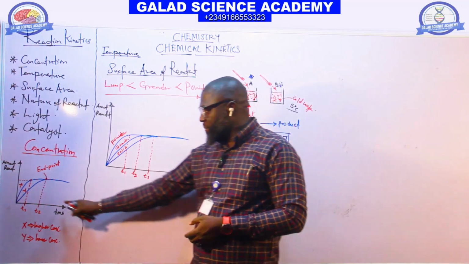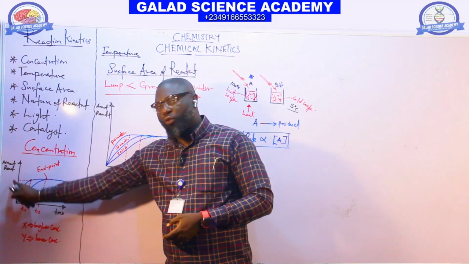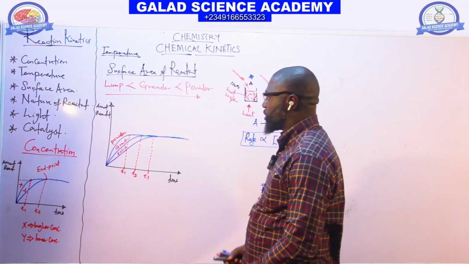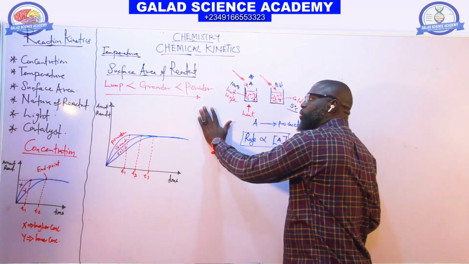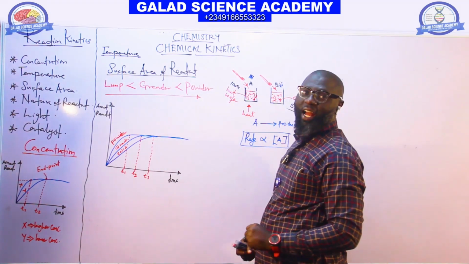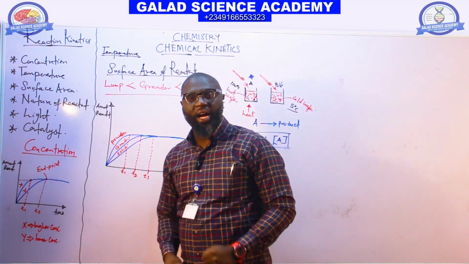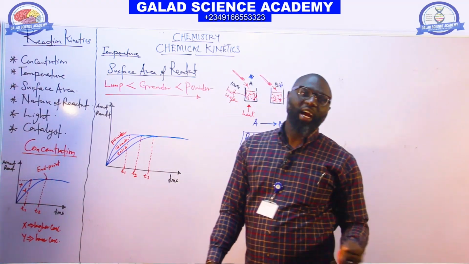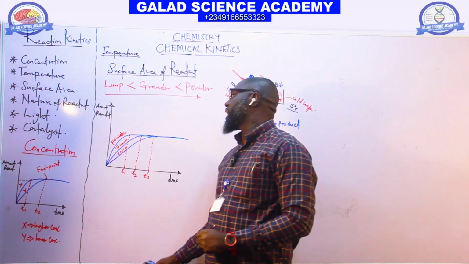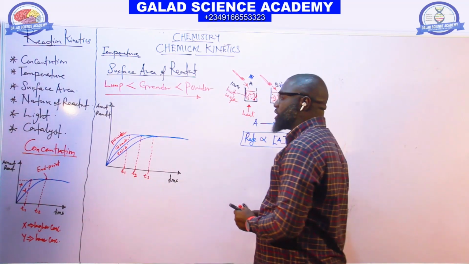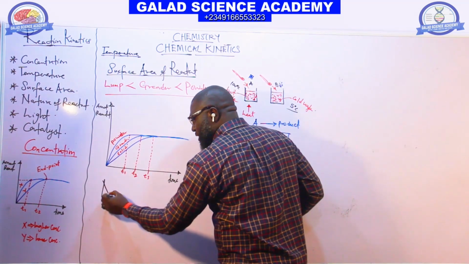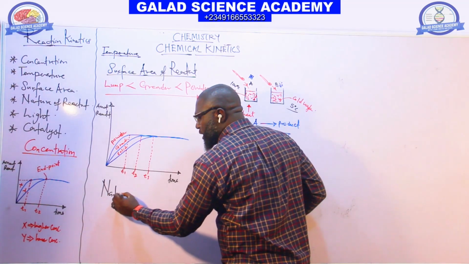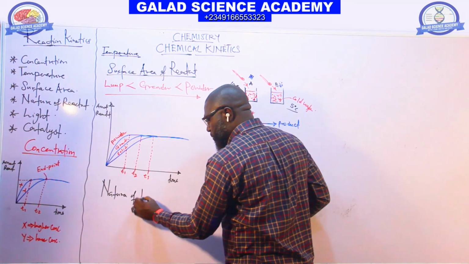So it is the same thing as the effect of concentration. Just note that an increase in surface area leads to an increase in rate of chemical reaction. A decrease in surface area leads to a decrease in rate of chemical reaction. The next one is nature of reactants. Look at the nature of reactants.